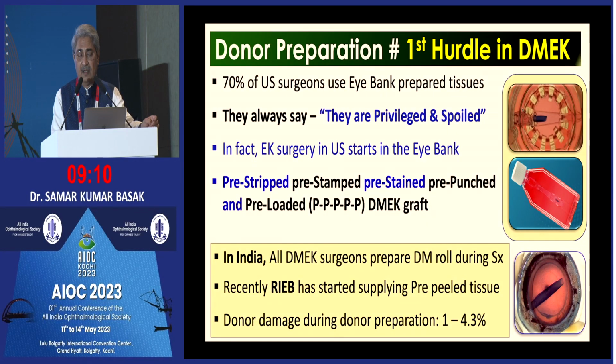The first hurdle of DMEK is donor preparation. In the US or Western world, they are privileged and they use all sorts of pre-prepared DMEK grafts. They get everything ready, but in India, all surgeons are preparing DMEK grafts themselves, except recently Ramayamma International Eye Bank has started supplying pre-peeled DMEK tissue to other surgeons. And donor damage or donor preparation failure is around 1 to 4.3%.